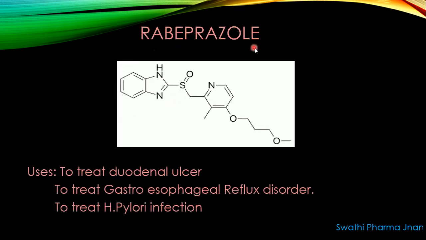The next structure is rabeprazole. Rabeprazole also contains benzimidazole as the basic nucleus and pyridine, and to the pyridine there is a methyl group and an OCH2CH2CH2OCH3 group, a methoxypropoxy group, attached. In between the benzimidazole and pyridine a CH2SO group is attached. That is the structure of rabeprazole. It is used to treat duodenal ulcer, gastroesophageal reflux disorder, and H. pylori infection. What gastroesophageal reflux disorder is, I have mentioned in the previous video.